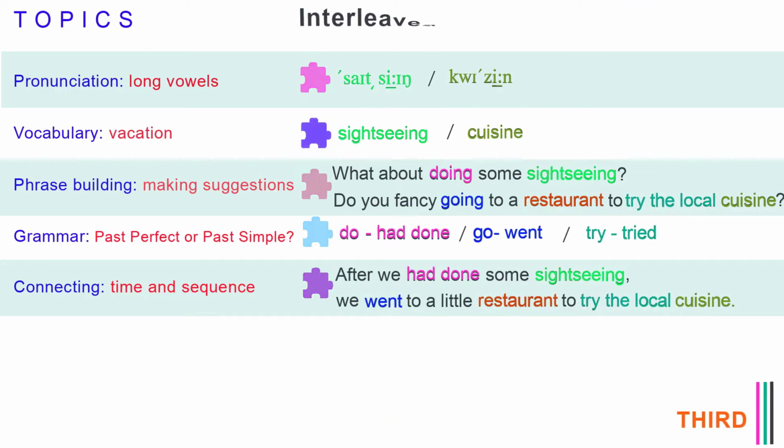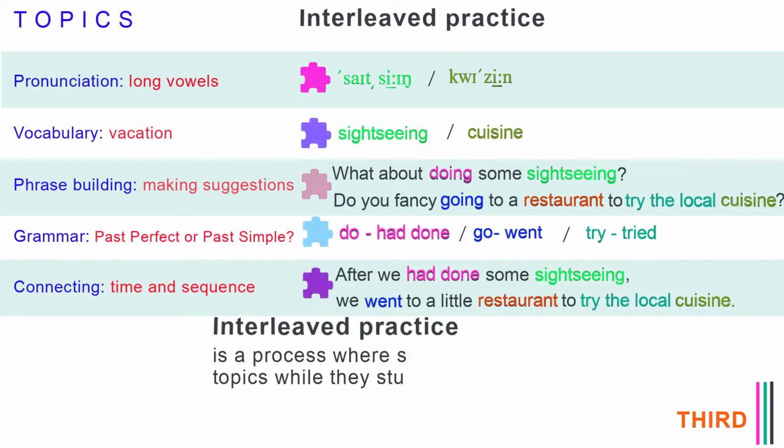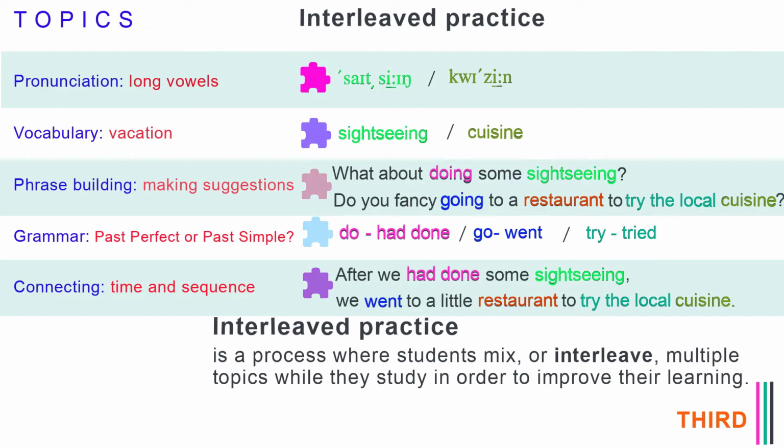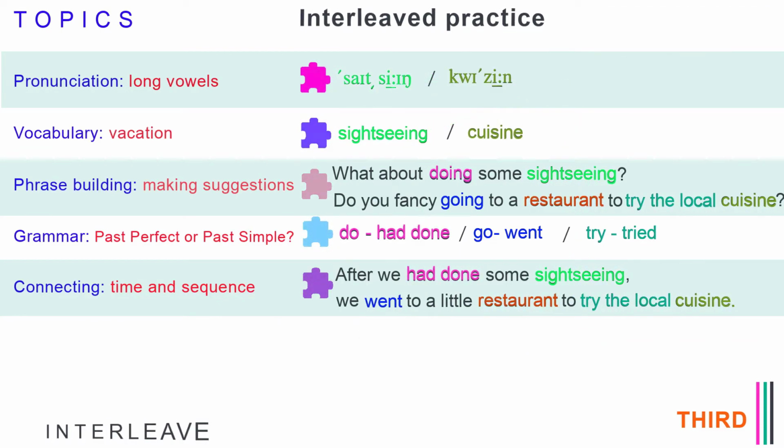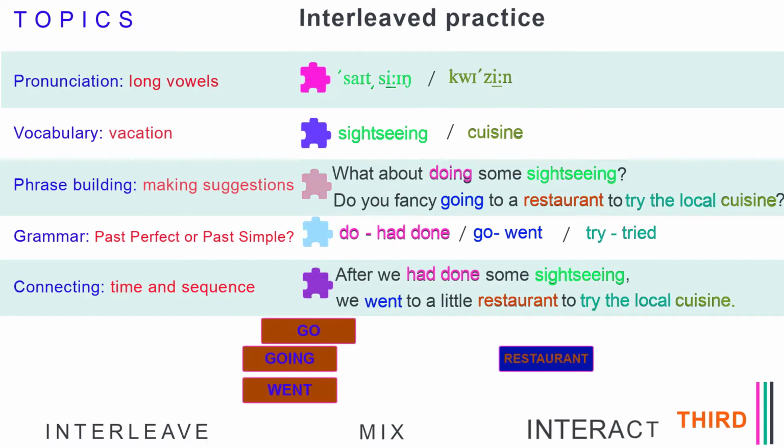Third, interleaved practice. Interleaved practice is a process where students mix or interleave multiple topics while they study in order to improve their learning. Here we interleave topics. Recurrent elements are marked with the same colors, so you can see them interleave, mix, and interact with each other.